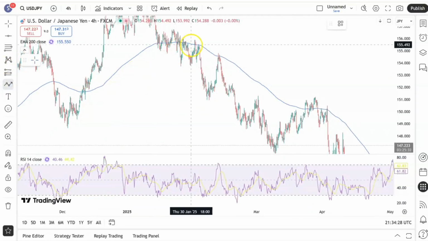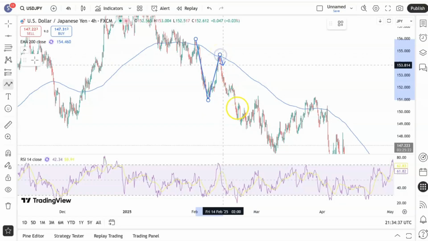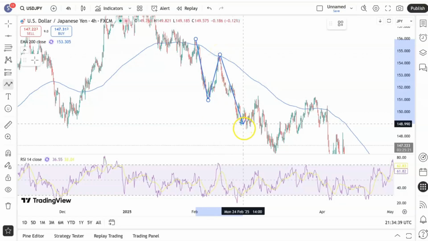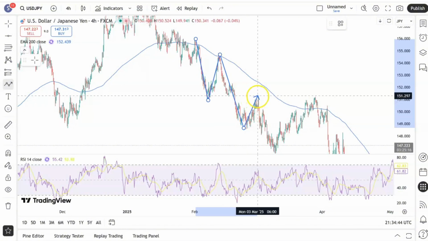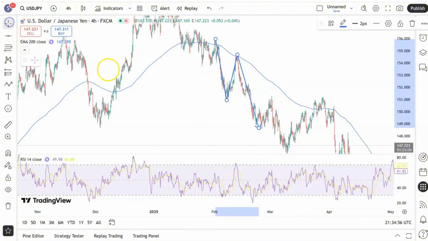Starting from here, this is a low, this is a low. We have this coming back here, forming another low. Then we have this correction here. You can see the correction here. After this impulsive movement, we have this correction here, forming a lower high. So now, let me pause here.